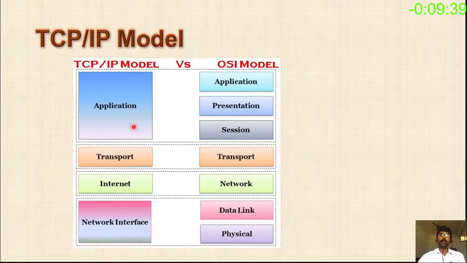And the next protocol is actually called the transport layer. The transport layer is responsible for the reliable data transfer from the source computer to the destination computer. Just like here, the transport layer in the OSI model. This transport layer provides two protocols. One is called TCP. The second one is called UDP.